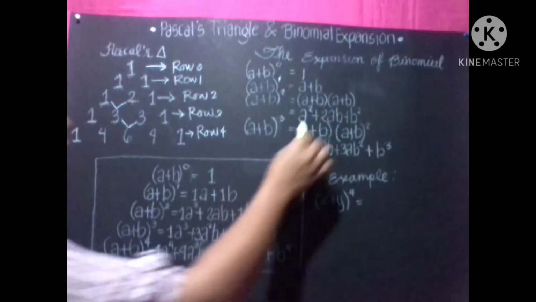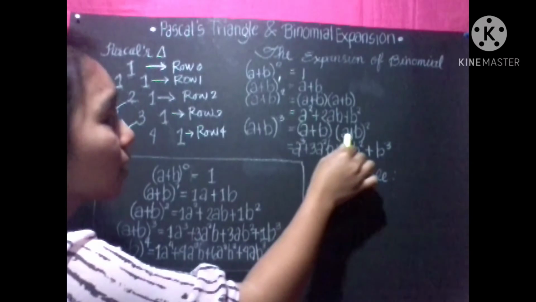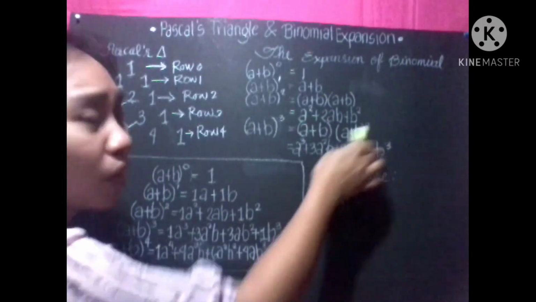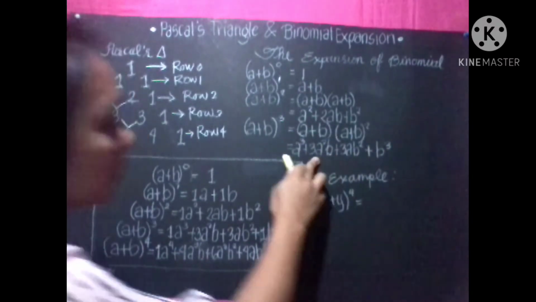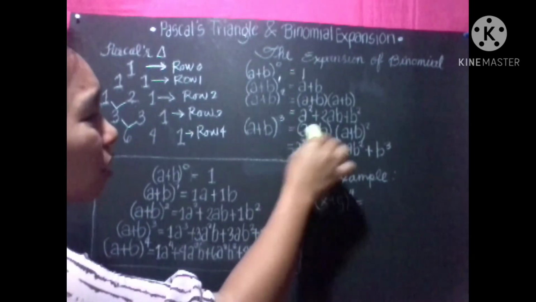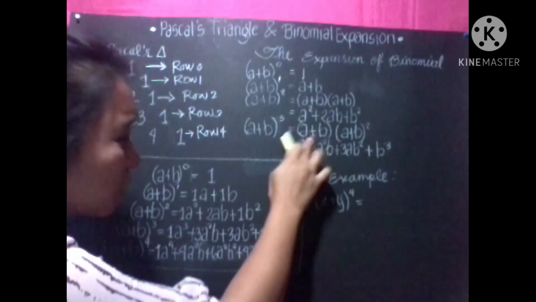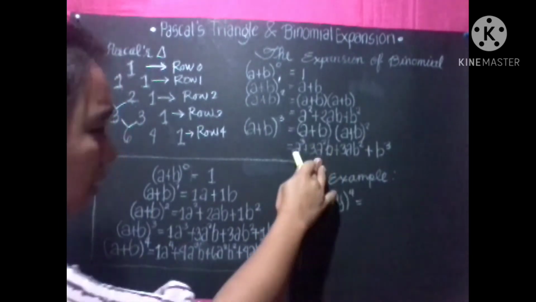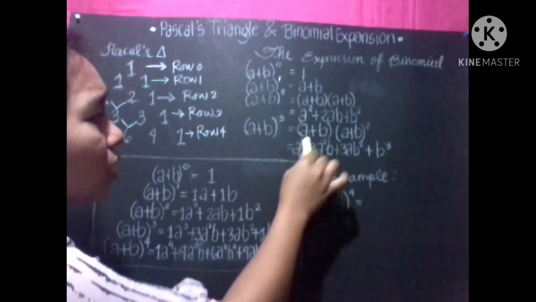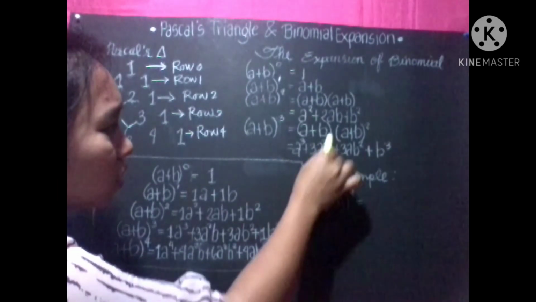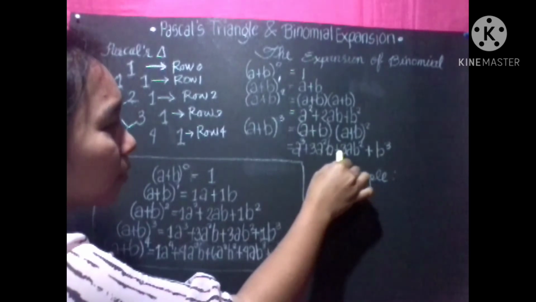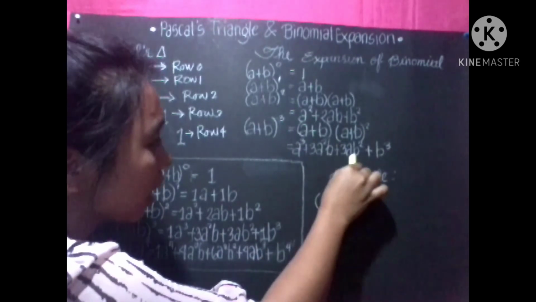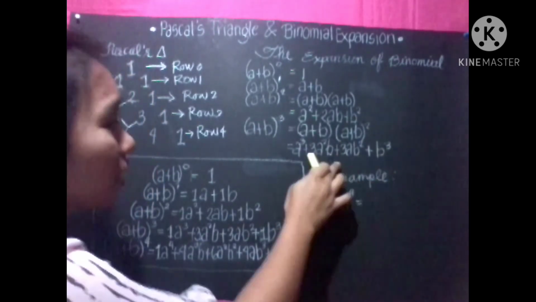We came up to a plus b times a plus b squared. We have to distribute it. It results in a cubed plus 3a squared b plus 3ab squared plus b cubed.